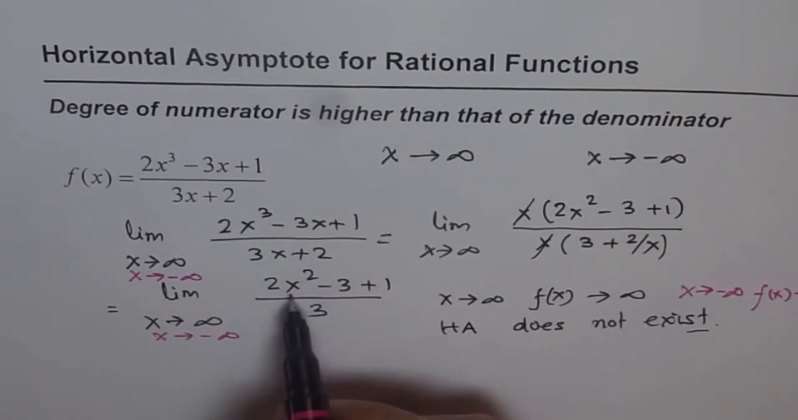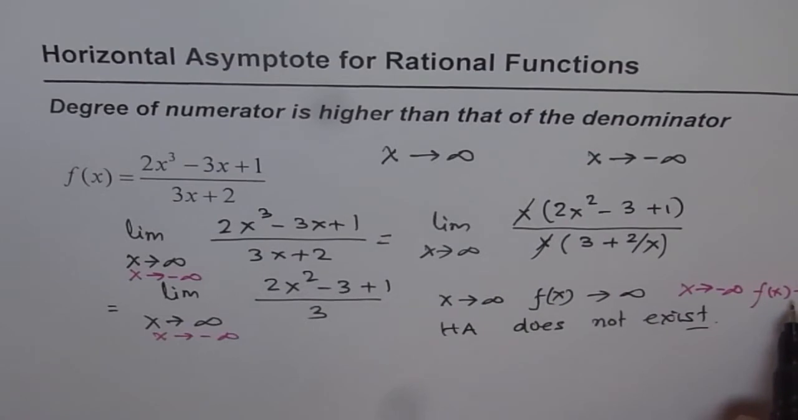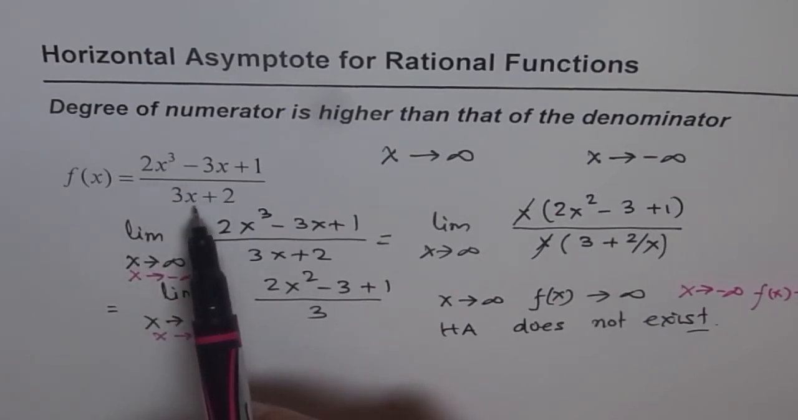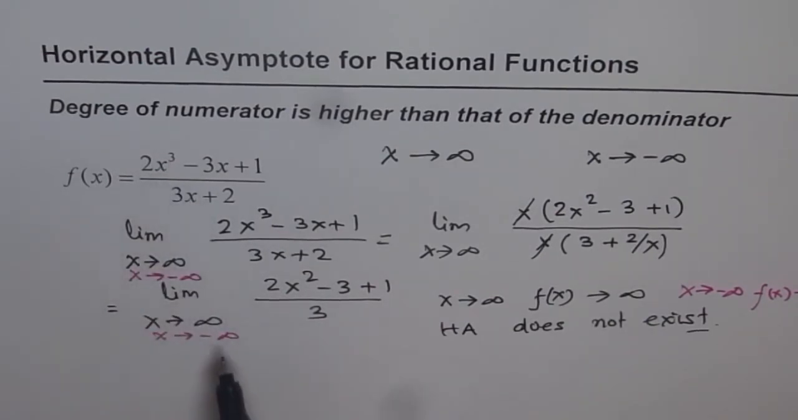So depending on what we have here, we can decide whether the function approaches plus or minus infinity. In either case, it is not approaching a fixed value. It is unbounded, increasing without bound, and therefore we say that the horizontal asymptote does not exist. Even if the numerator has just one degree higher than the denominator, the case is going to be the same. So in general, if the degree of the numerator is higher than that of the denominator for a rational function, then horizontal asymptotes do not exist. Okay, thank you.